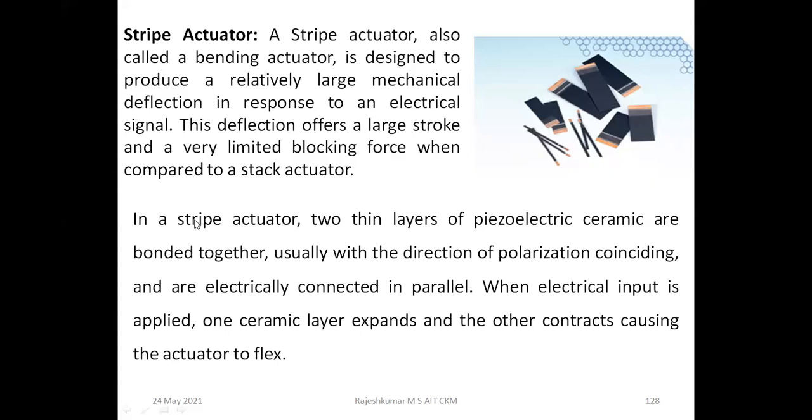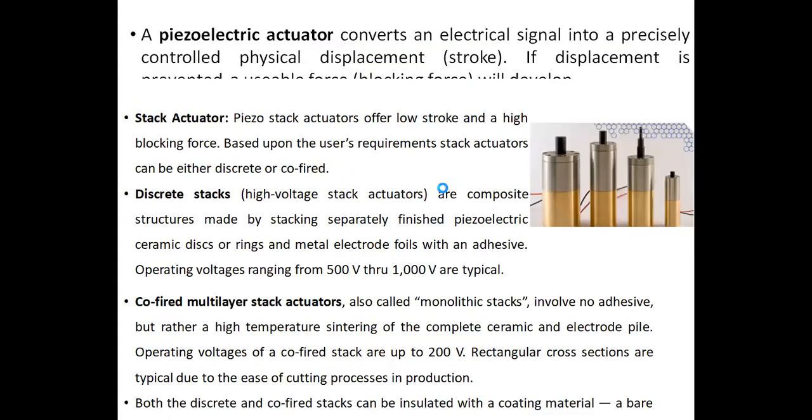In case of a strip actuator, it consists of two thin layers of piezoelectric ceramic which are bonded together, usually with the direction of polarization, considering the coercive forces, placed in a parallel condition. When any electrical input is applied, one ceramic layer expands and the other contracts, causing the actuator to flex. So that is the strip actuator.